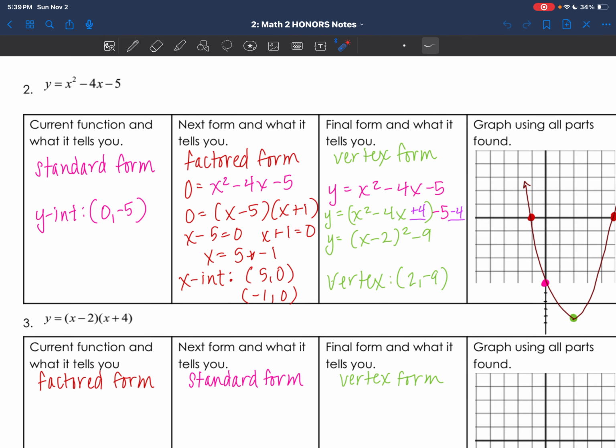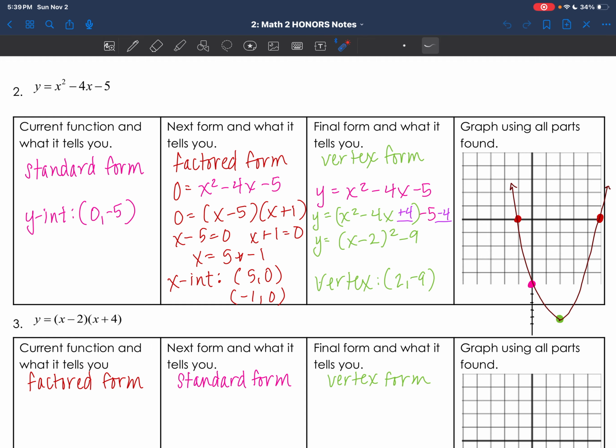All right, so now let's look here. And in this case, we're starting with standard form. So again, we know what the y-intercept is right away. And we're just going to pick, it doesn't matter which form you technically go into next, so just go factored form because that's what I put for you.